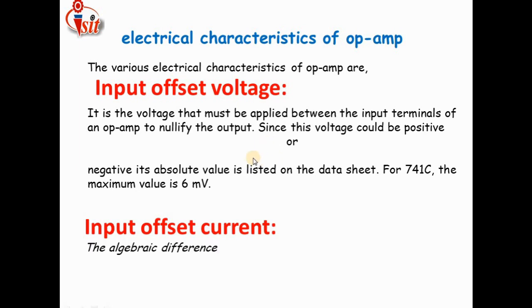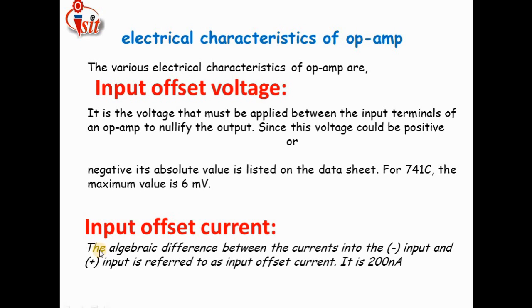Then the next electrical characteristic is the input offset current. The definition of input offset current is the algebraic difference between the current into the negative input and the positive input. It is 200 nanoampere maximum for the 741 IC. For the 741C IC, what is that input offset current? It is very small, 200 nanoampere.